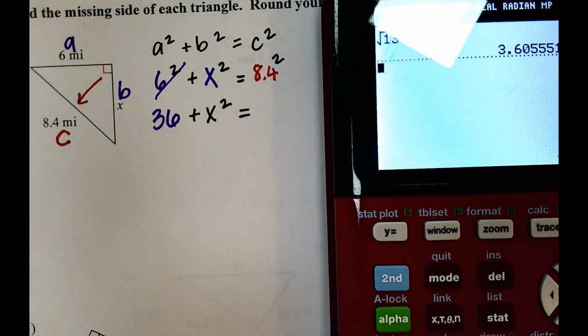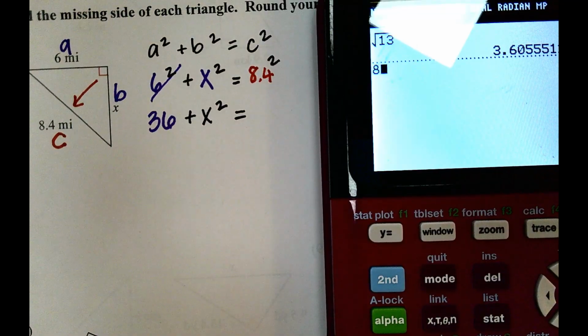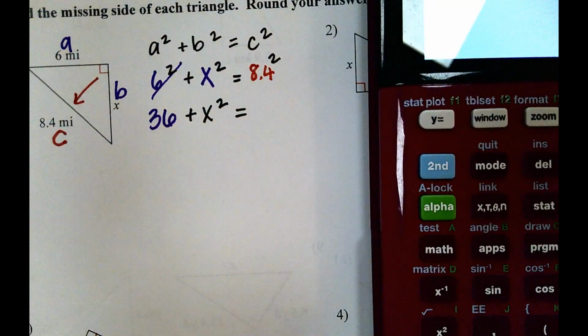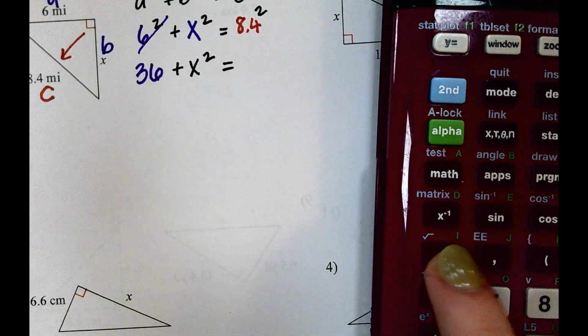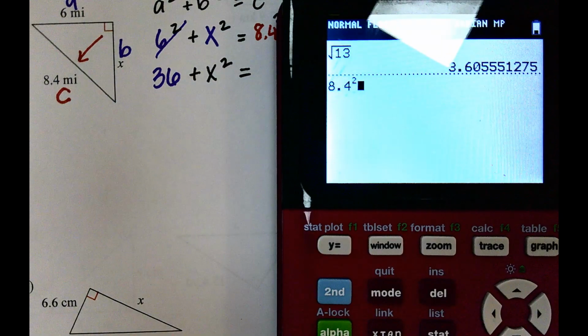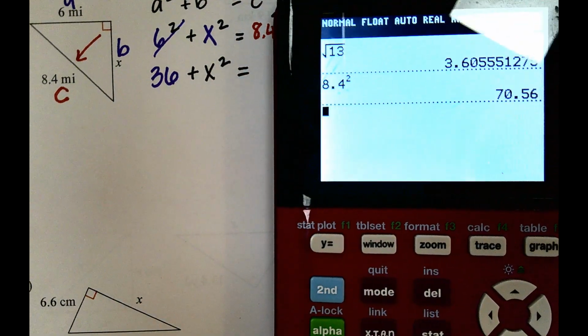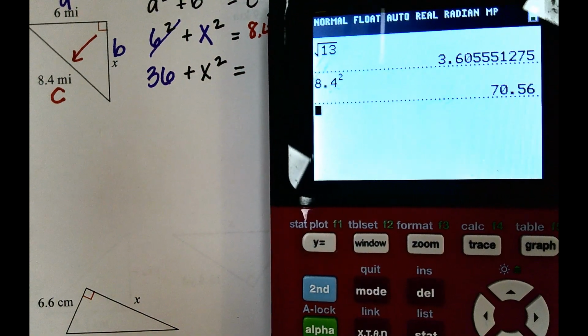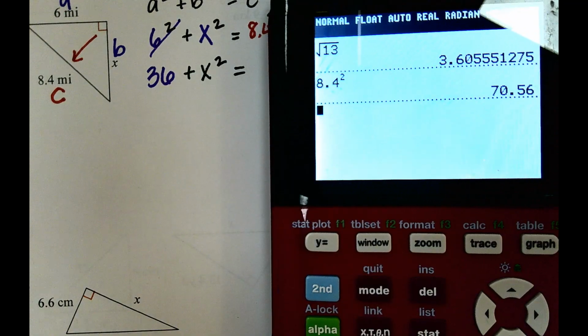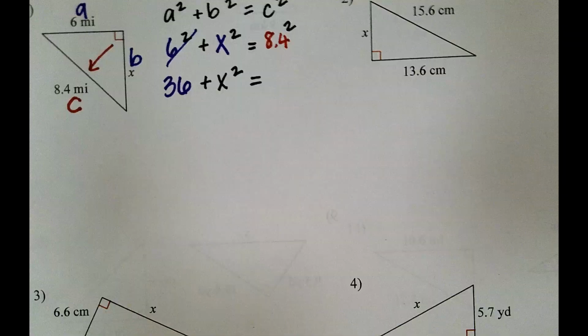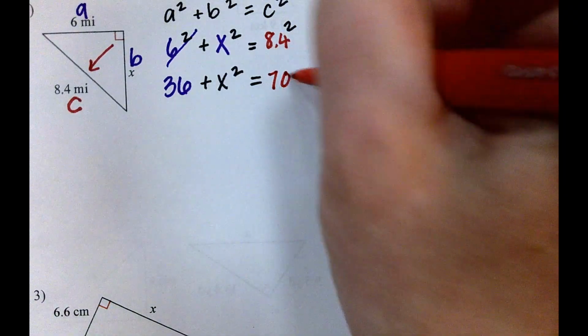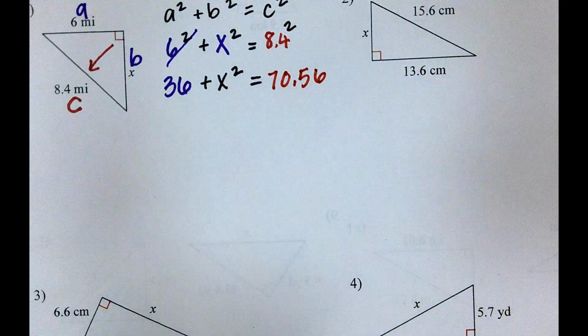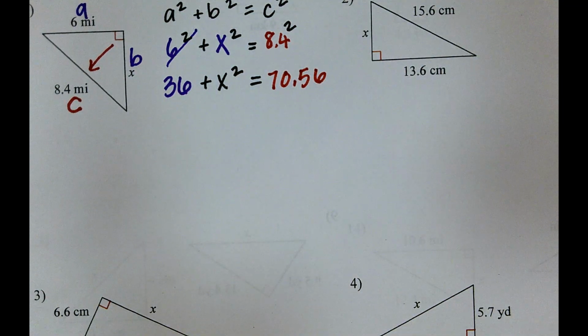I think you might have done square root. For 8.4, we don't have to hit second this time, just the x squared button. I'll put 8.4 in the x squared. Okay, 70.56. Perfect.